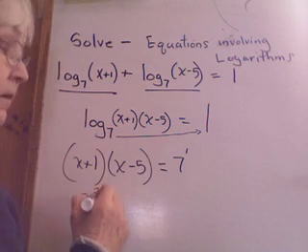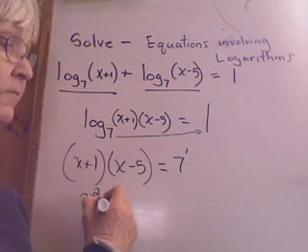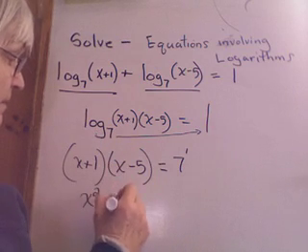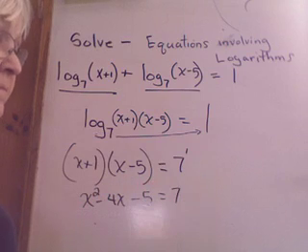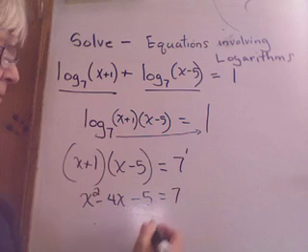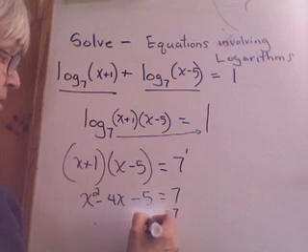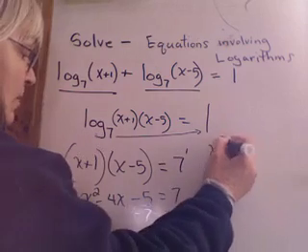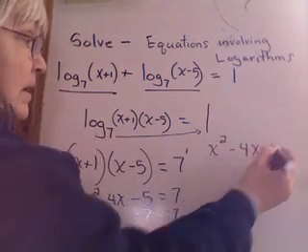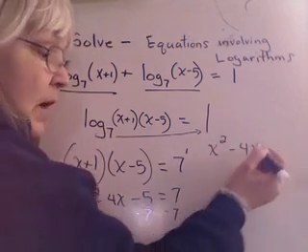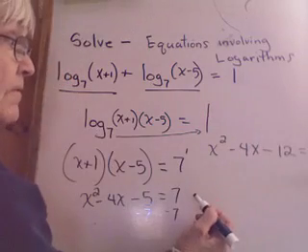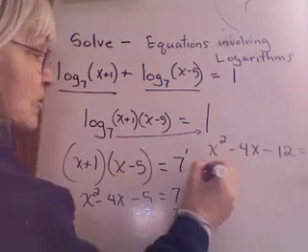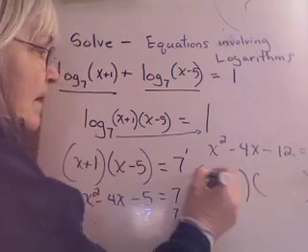X squared minus 4x minus 5 equals 7. What should I do now? That's right, move the 7 over. So now I have x squared minus 4x minus 12. And remember, the directions are solve. Factor. Let's try factor.